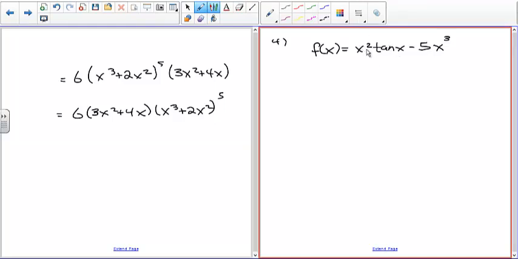So I've got a product here, and then I've just got a simple term there. So the first two terms, the product, you take the first term times the derivative of the second plus the second term times the derivative of the first. So that's the result, the product. And then this one you just use the power rule.